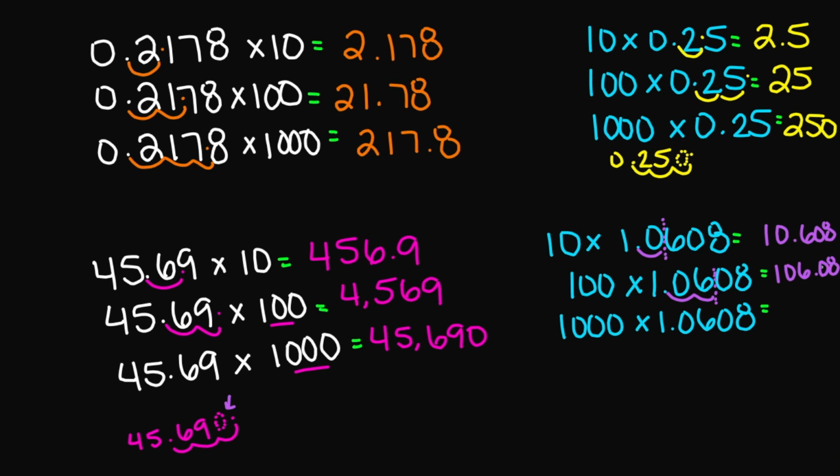106.08. And then now I'm going to move my decimal point 3 places to the right. So this is going to be 1, 2, 3. It puts me right here now between the 0 and the 8. So your answer here is going to be 1,060.8. And I'll write it down here so it's clear.